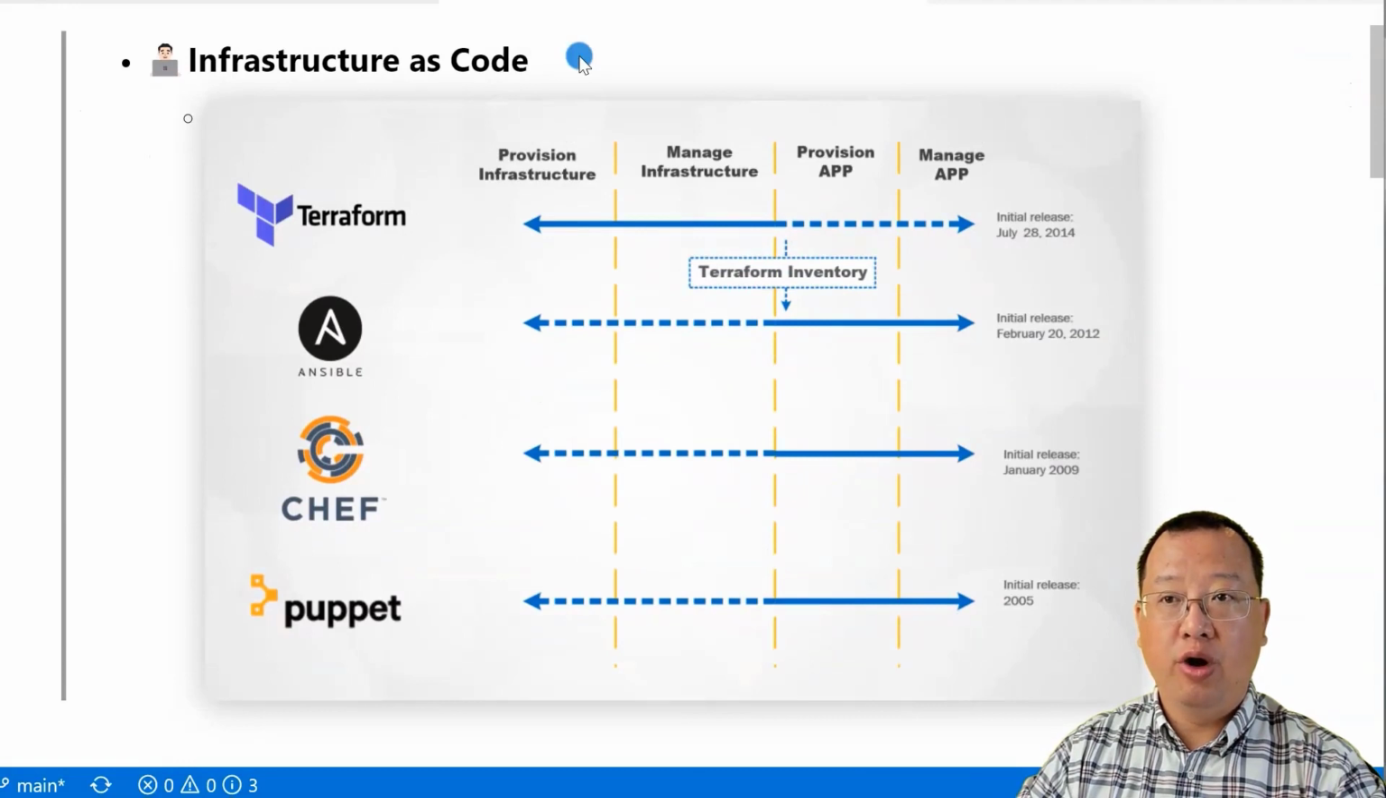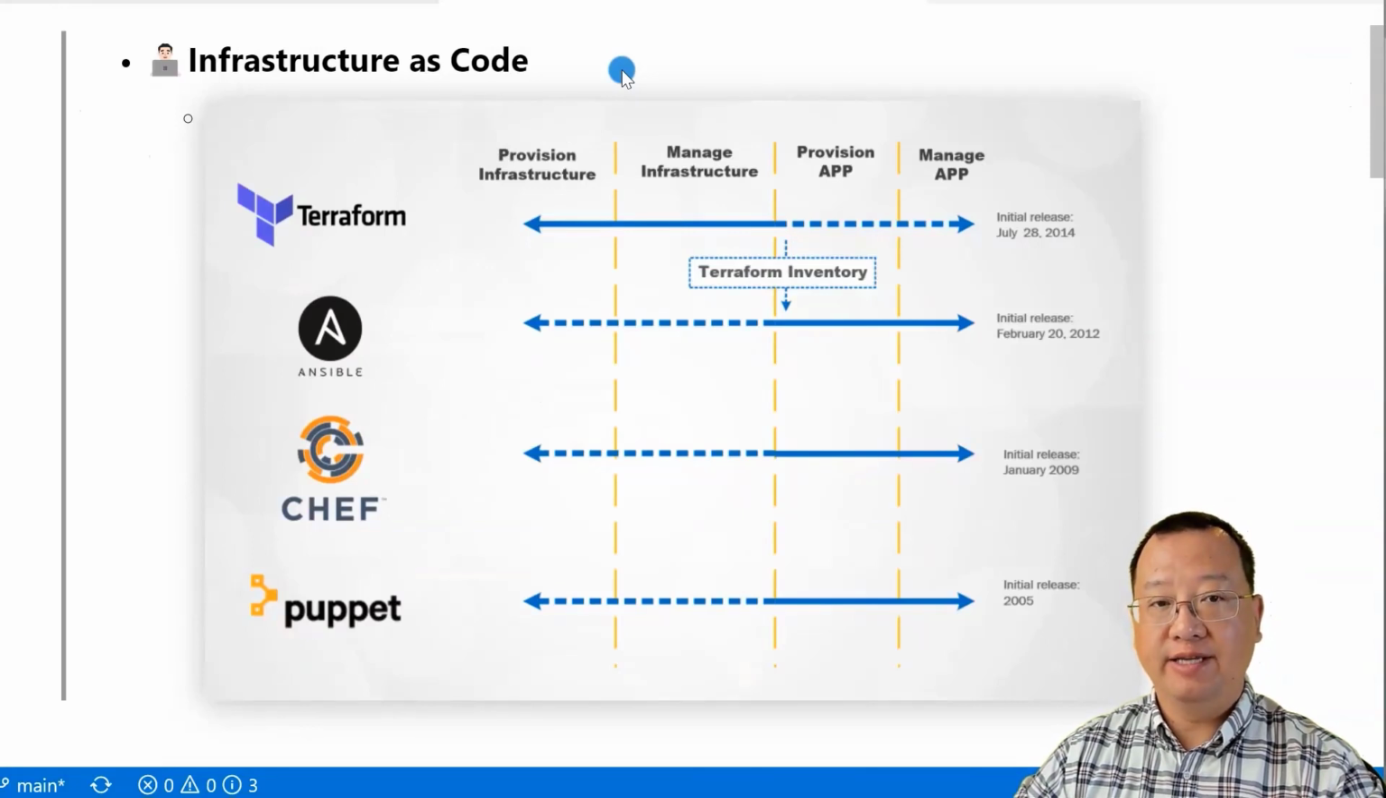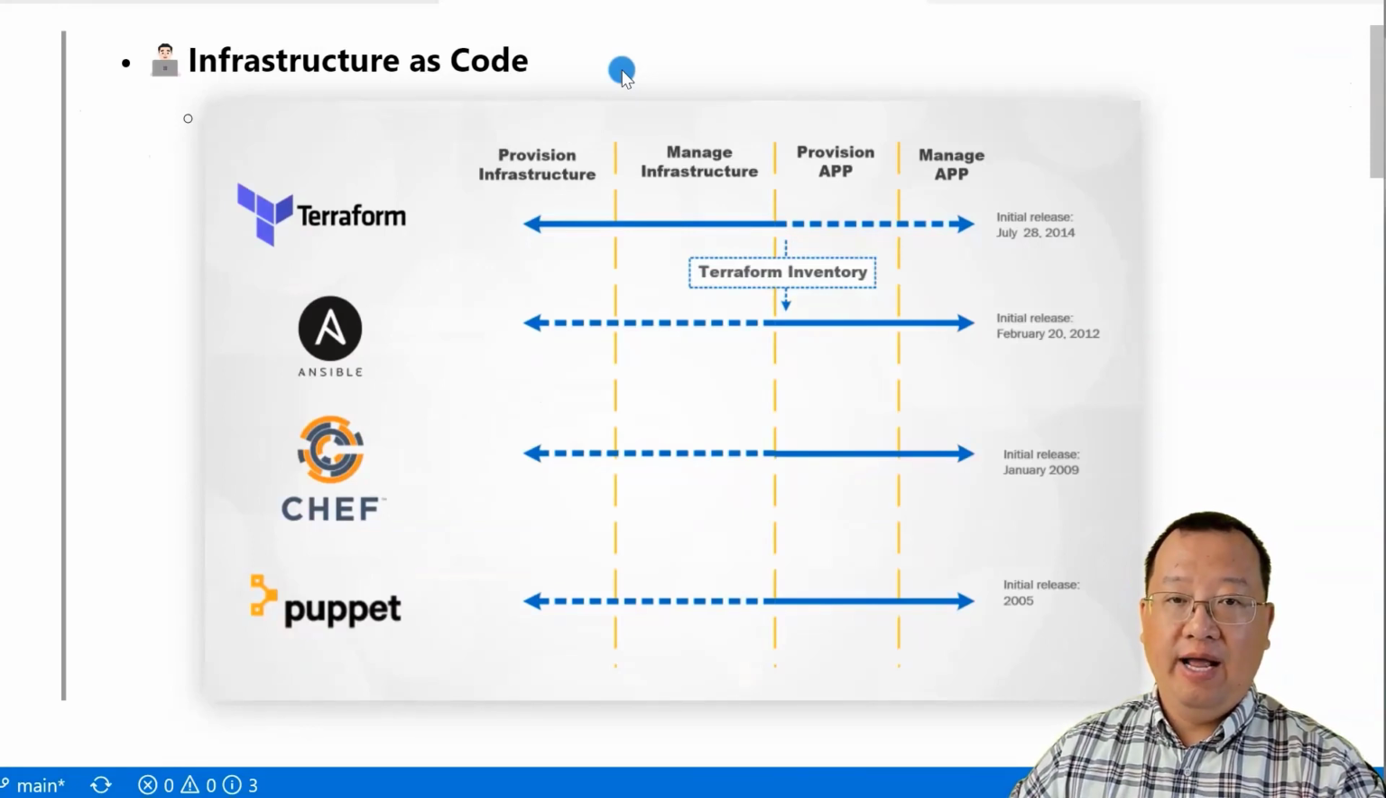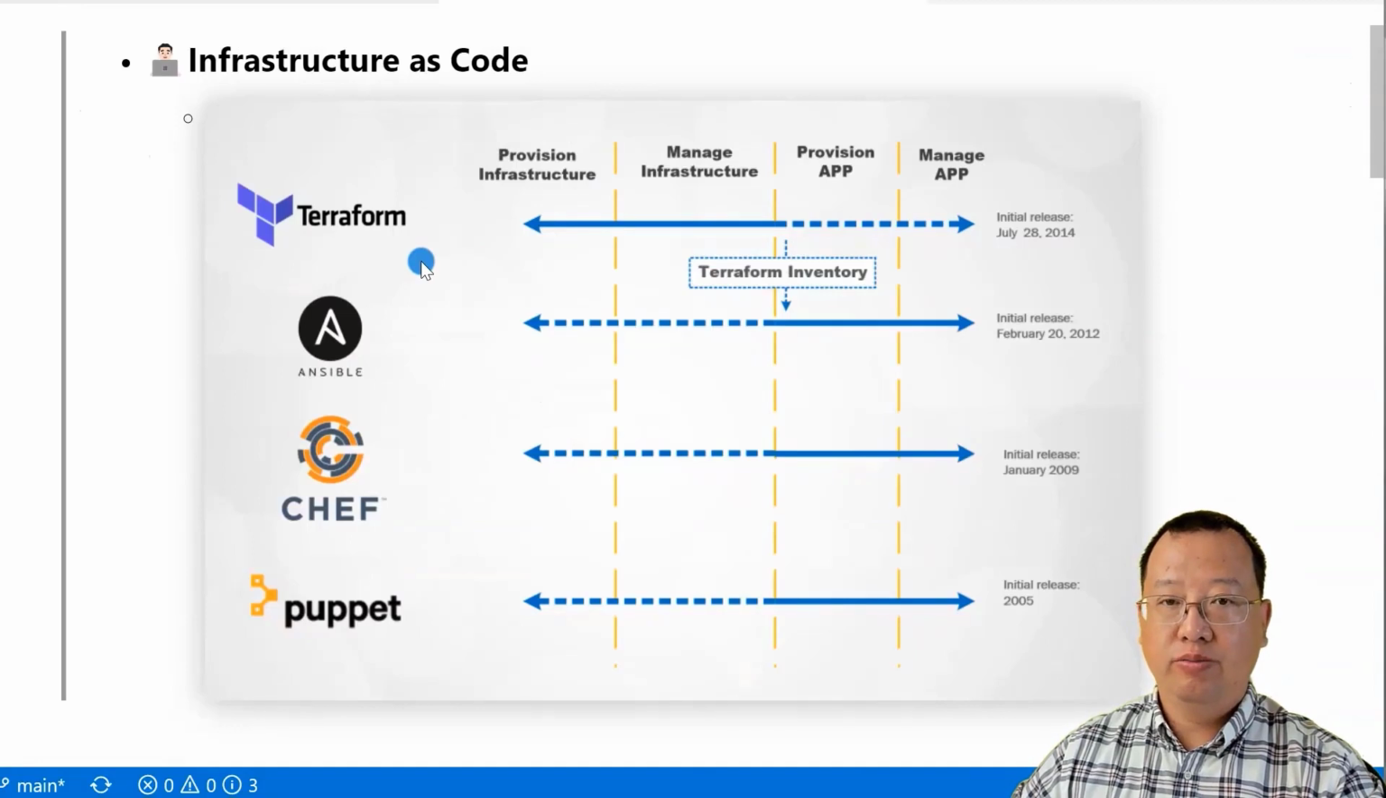Infrastructure as code, or IaC, refers to the practice of provisioning computer infrastructure through code instead of manually configuring systems or using manual processes. There are four popular IaC tools, which we'll compare one by one. First is Terraform, which was initially released in 2014.